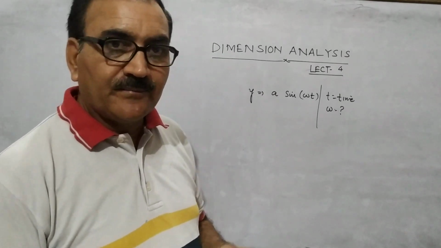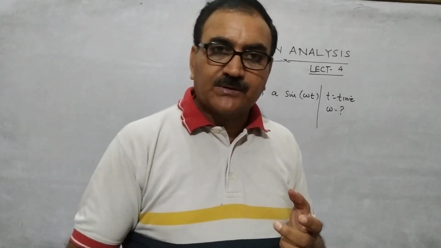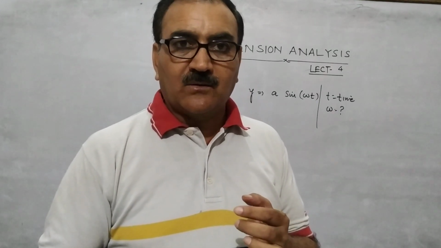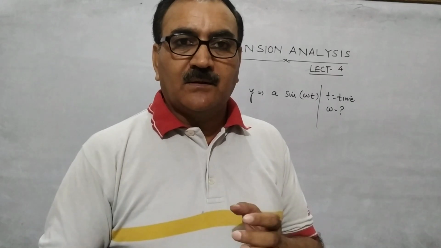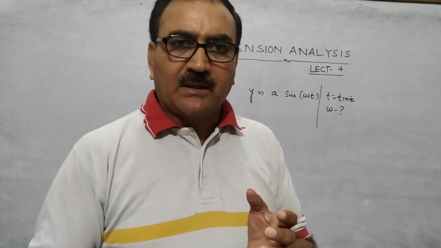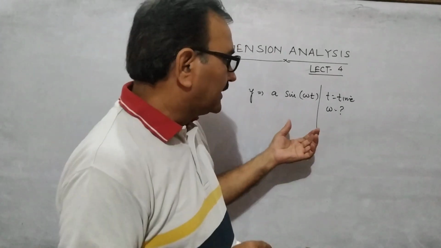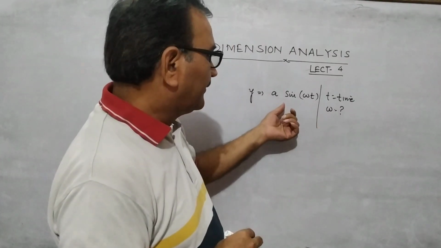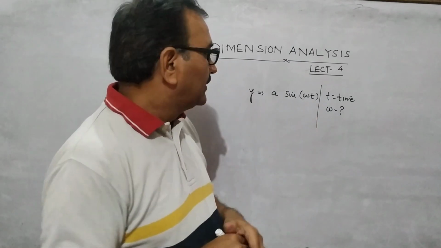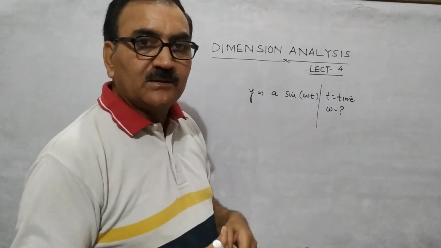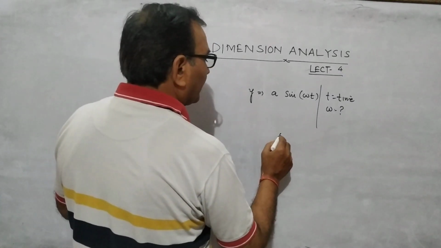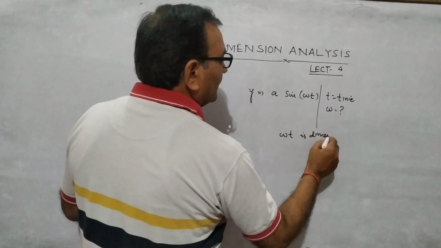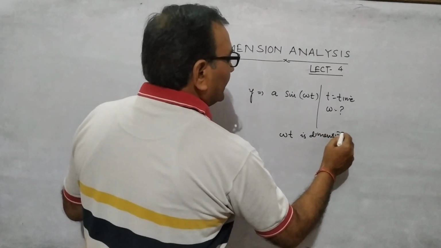Keep in mind that trigonometrical ratios, powers of exponents and coefficients of logarithms are considered dimensionless quantities. So here this is a trigonometrical ratio, that is sine omega t. So here this omega t is a dimensionless quantity.